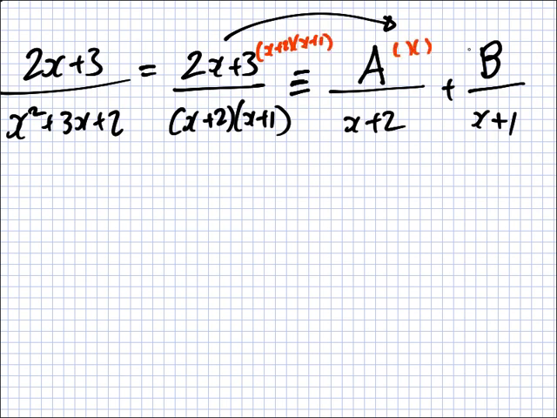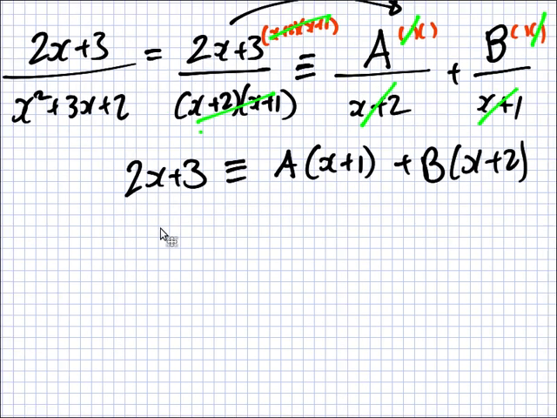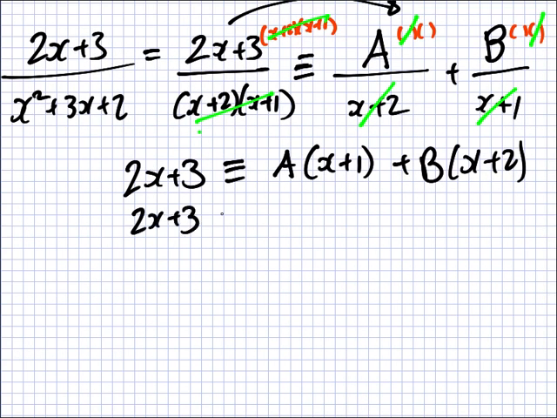So what we do next is we multiply by x plus 2, x plus 1. So those two cancel those two. x plus 2 cancels x plus 2, and x plus 1 cancels x plus 1. So you're left with 2x plus 3 equivalent to A, x plus 1, plus B, x plus 2. Then next we say 2x plus 3 should be the same as ax plus a plus bx plus 2b.